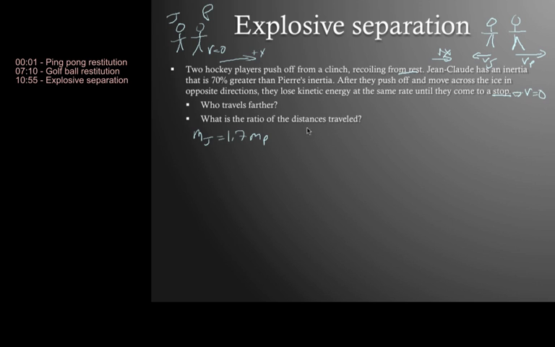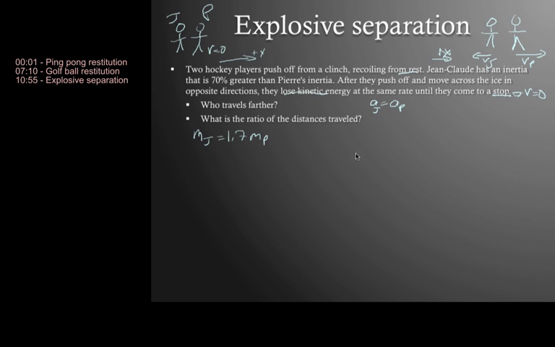So who travels farther? We could answer this if we knew a little bit more about what this losing kinetic energy means. What this is actually telling us is that the acceleration, after they push off from each other, there's some friction with the ice, Jean-Claude's is going to be equal to Pierre's. So they're both decelerating at the same rate. And that causes their kinetic energy to decrease at the same rate.